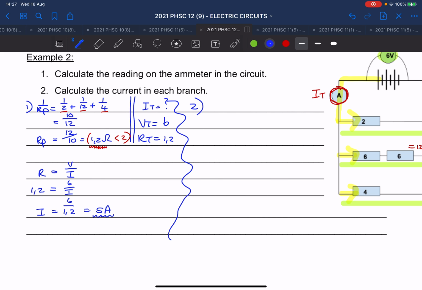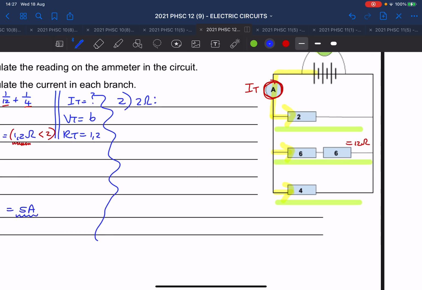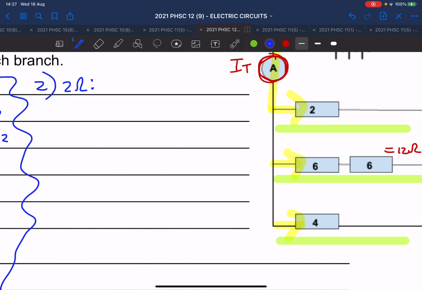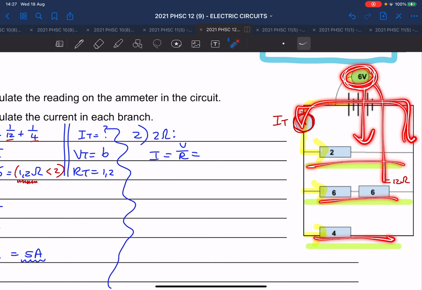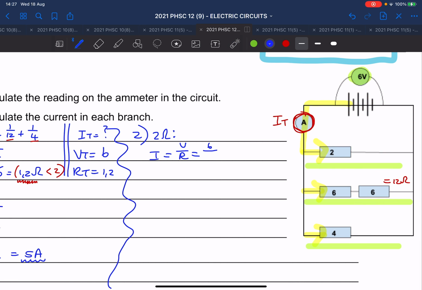Let's look at the second one first. Now, I'm already going to rearrange my formula just to make it easier. We want to calculate the current, which is volts over resistance. Since they are in parallel, and there's nothing else going on there, that total 6 goes to each branch. So the volts there is 6. The resistance in that branch is 2, so that is 3 amperes.